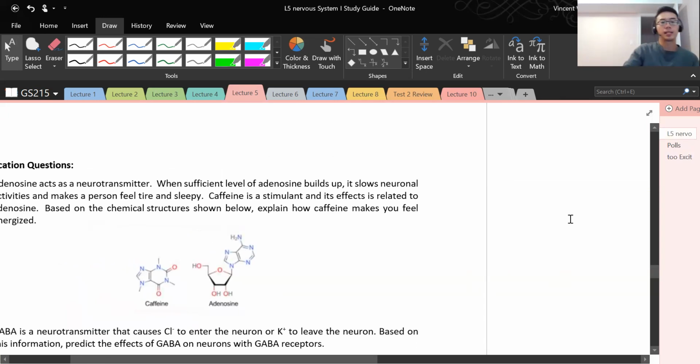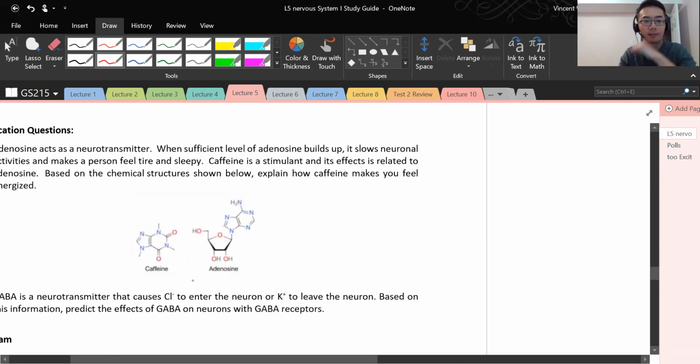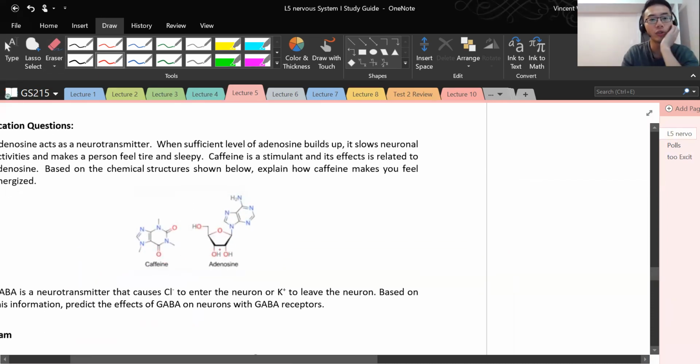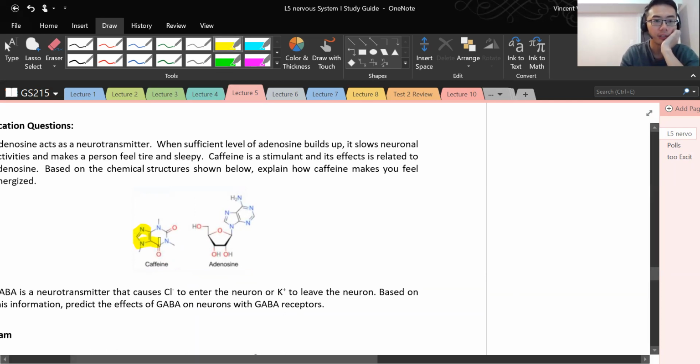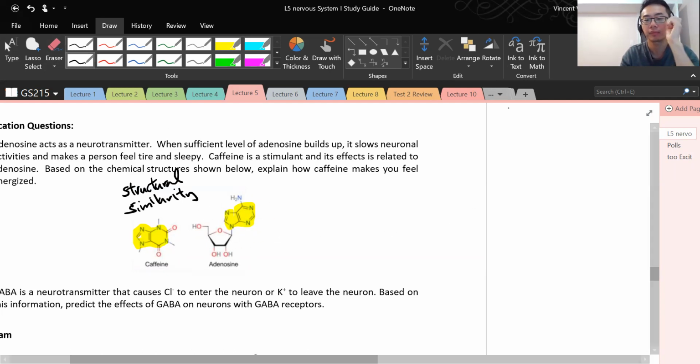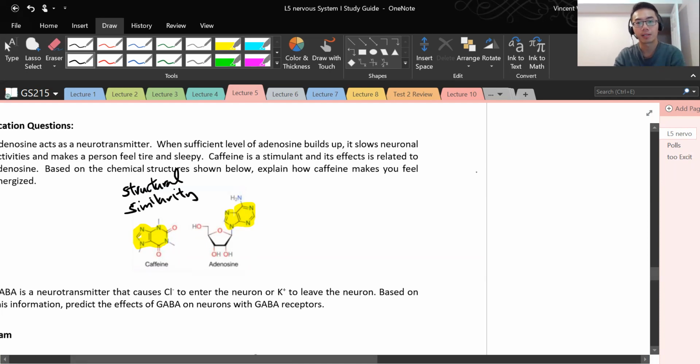All right, let's explain this. First of all, if you look at caffeine and adenosine, do you notice that there are similarities? Hopefully you will see that there is a double ring here, and there is a double ring here, and that actually is very similar, right? So there are structural similarities between caffeine and adenosine. So let's take a look at this.